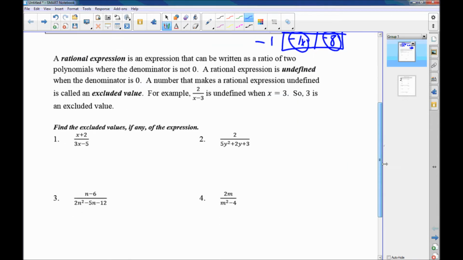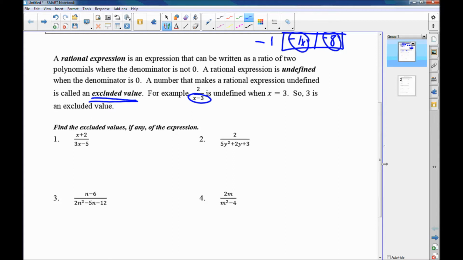All right, new stuff. A rational expression is an expression that can be written as a ratio of two polynomials, where the denominator is not 0. So since we can have expressions on the bottom, we have to be careful. Sometimes values of x will make the denominator be 0. When that happens, we consider these excluded values, x's that aren't allowed in our expression.